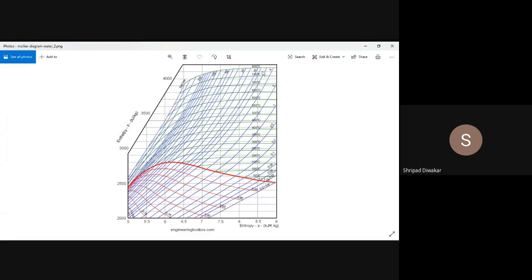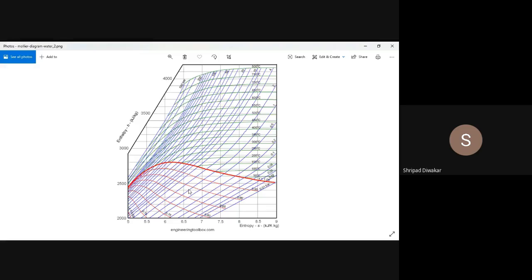At 10 bar pressure with x is 1, we get the starting point. To find the second value, you have to find P2 as 1 bar. Where is the 1 bar line? This is your 2 bar and this is your 1 bar. Understood? This is how to locate your P2 point.